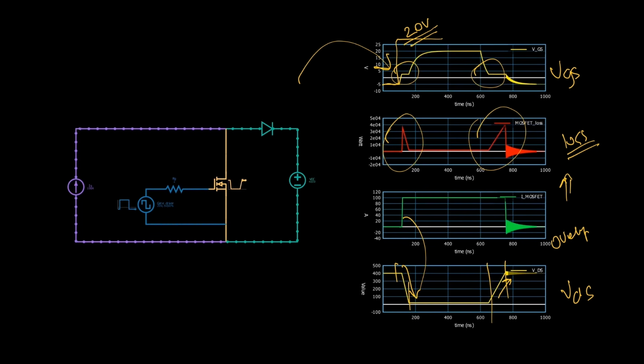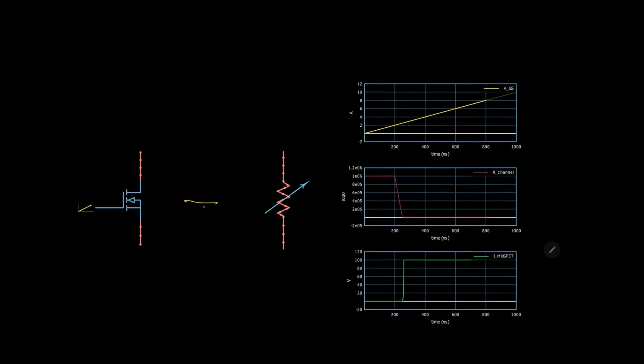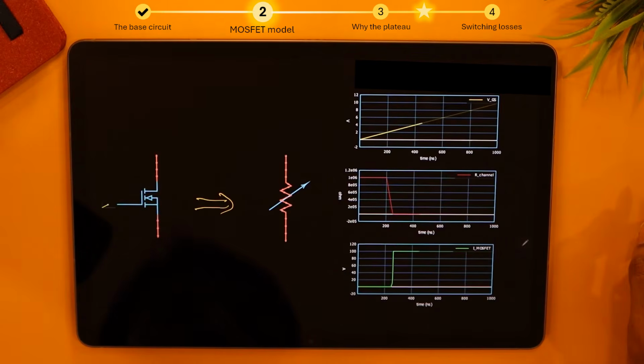But in this video, what we are going to do is break down the MOSFET into a simple resistance-capacitor based model so that we can explain this phenomenon of the plateau using nothing but simple basic circuit theory. So here I'm showing the most simple model of the MOSFET, the variable resistance model. Essentially, it's a switch, right?